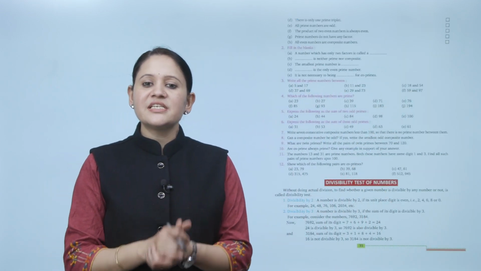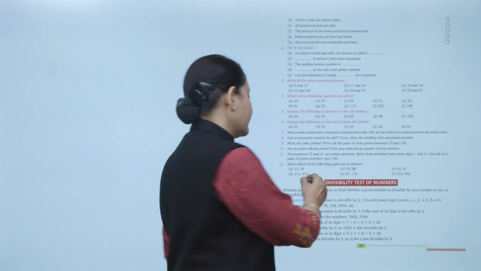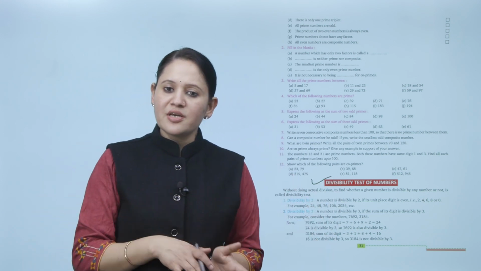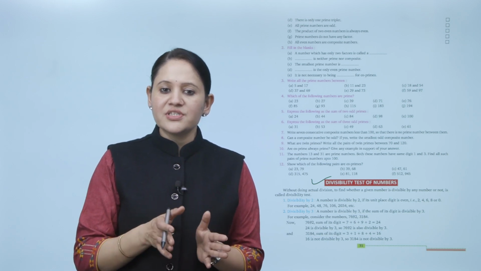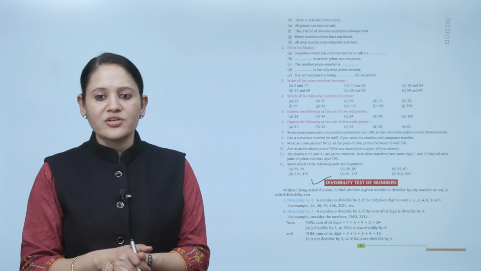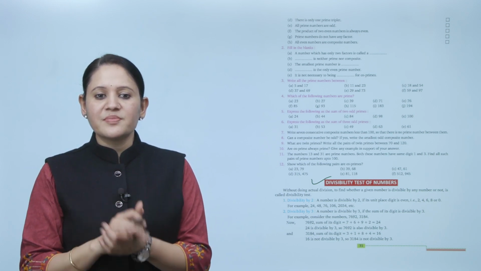Next is divisibility test of numbers. How will we check whether the given number is divisible by another number? For that we will use the divisibility test. Without doing actual division, we find whether the given number is divisible by any other or not. It is called divisibility test.